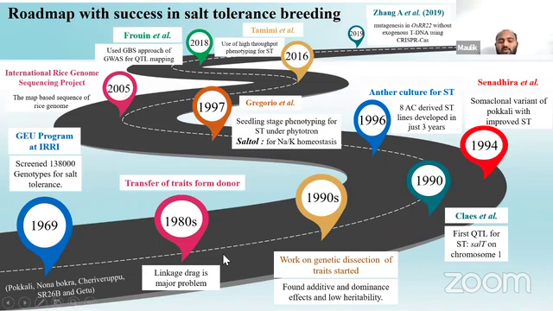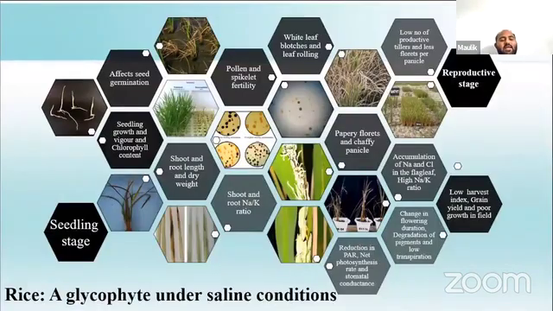So first, the Saltol QTL was mapped by Chase et al. in 1990. Then somaclonal variation use, anther culture, seedling stage phenotyping. These are all the roadmap, meaning day by day they increase the knowledge and understanding about salt tolerance and develop the salt tolerant variety. So rice is a glycophyte under saline condition.